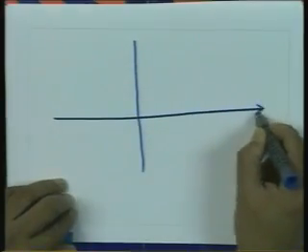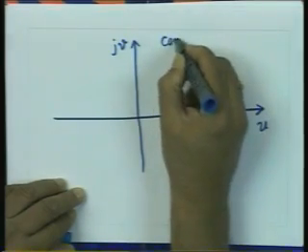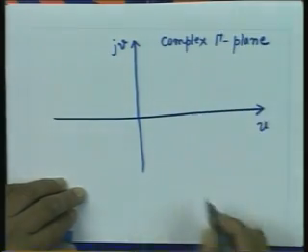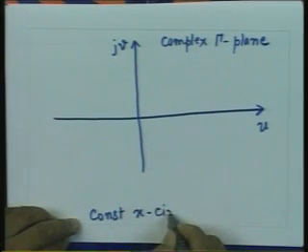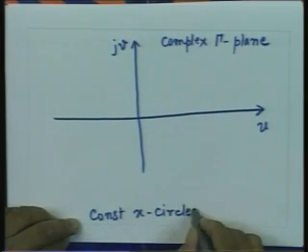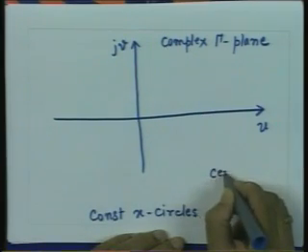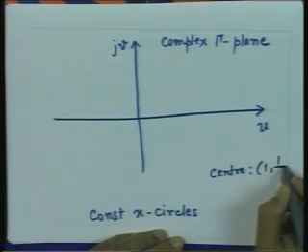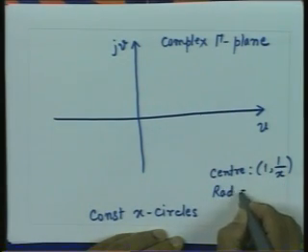So, here let us now draw the constant reactance circles. This is u, this is jv, again this is the complex gamma plane, and these are the constant x circles or constant reactance circles. The center for these circles, as we saw, is 1 comma 1 upon x, and the radius of this circle is equal to 1 upon x.